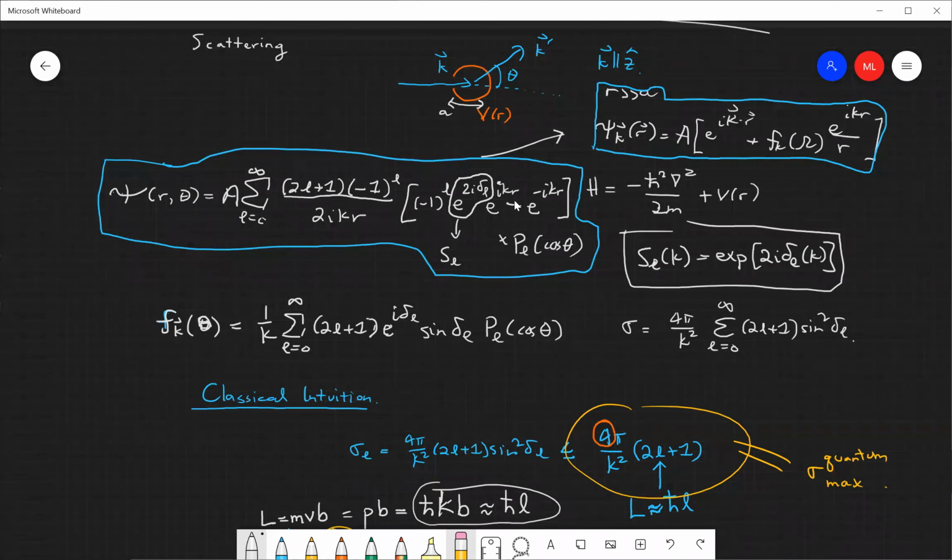If S is less than 1, then there's less of the outgoing spherical wave. That means some of the incoming stuff must have gotten trapped somewhere in some inelastic process, where you come in and the stuff that comes out doesn't match the stuff that came in. So there must have been some loss of probability due to inelastic scattering. That's what we'll talk about next time. But that's it for today.